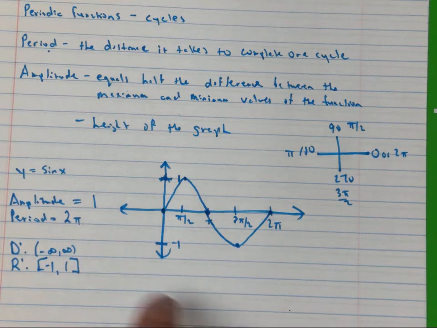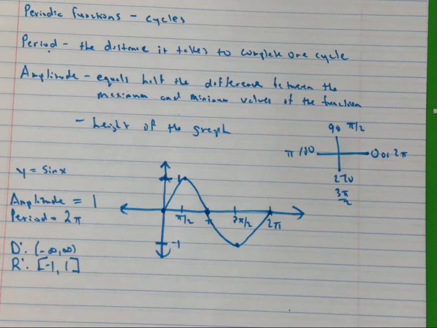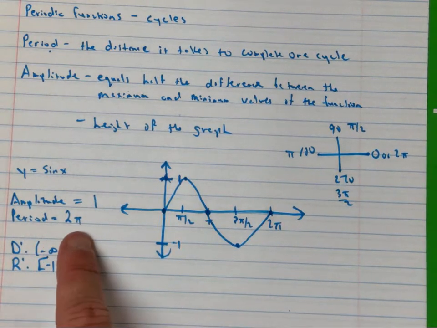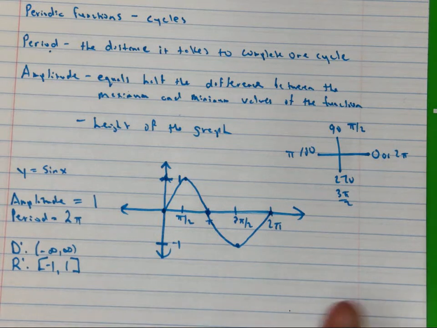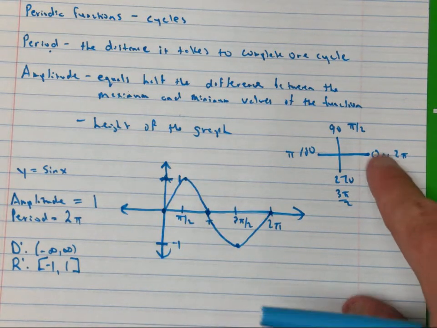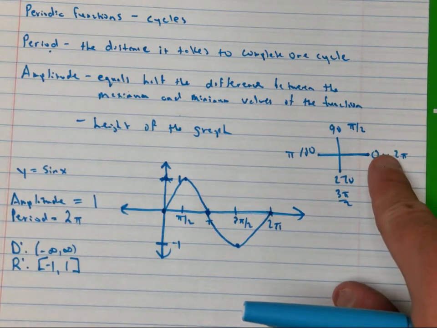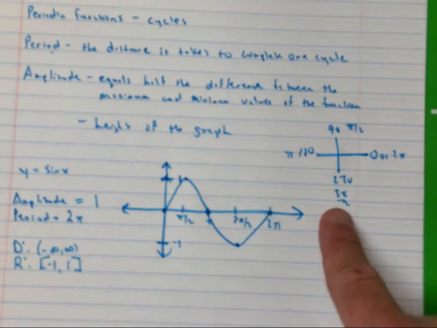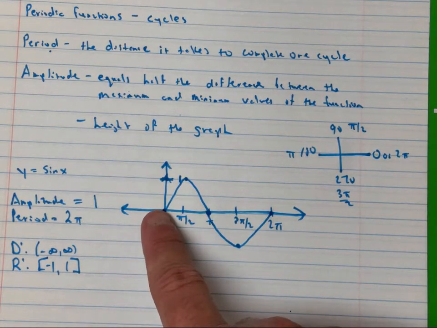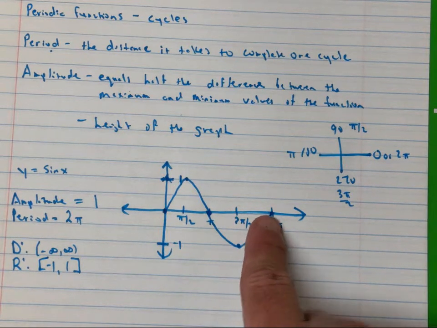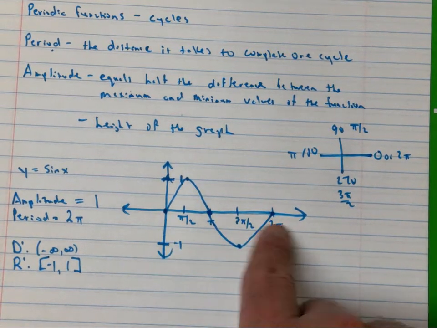So going back to review, y equals sine x, amplitude is 1, period is 2 pi. Here's your domain and range. We need to be able to graph y equals sine x using the major points: 0, pi over 2, pi, 3 pi over 2, 2 pi. That's how I came at this graph. Remember, it starts at the origin, ends back at 2 pi. The period is 2 pi.